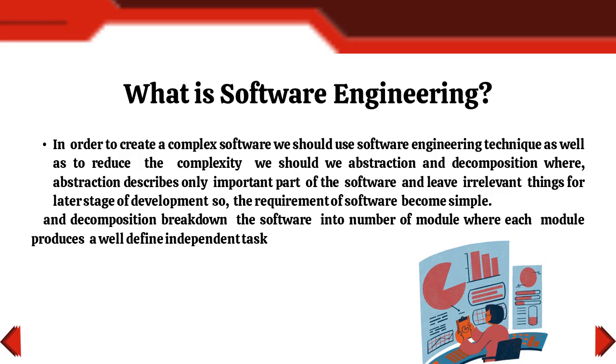Decomposition means breaking down the entire software into smaller modules. Each module performs a well-defined independent task. Later, all the modules are combined to form the complete system. Together, abstraction and decomposition reduce complexity and make large software projects easier to design, develop, and maintain.